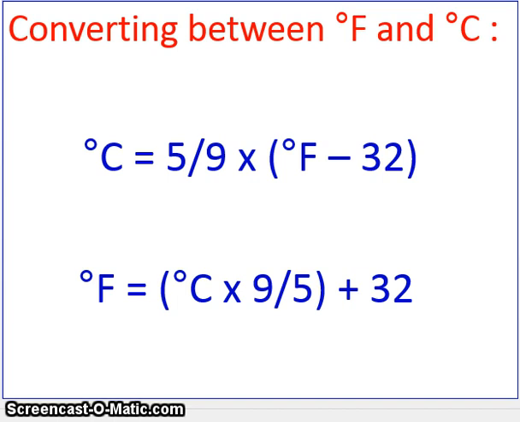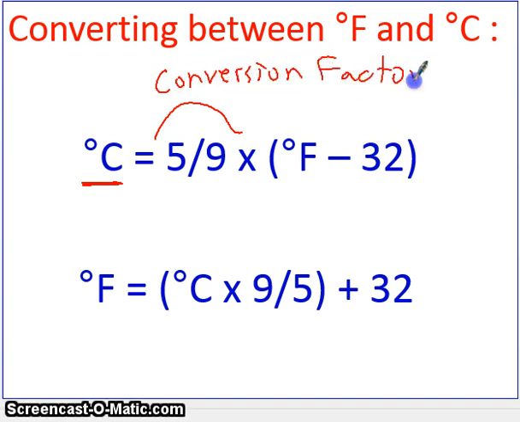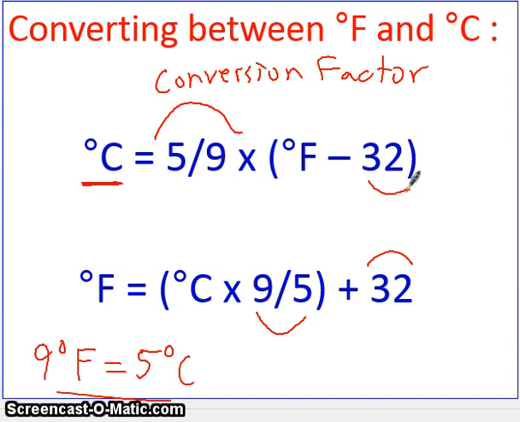Converting between Fahrenheit and Celsius: if you want to solve for Celsius from Fahrenheit, you would take Fahrenheit, subtract 32, and then multiply by 5/9. Now 5/9, this number right here, is actually the conversion factor between Celsius and Fahrenheit. You also see it here, except it's backwards because you're going from Celsius to Fahrenheit. 9 degrees Fahrenheit equal 5 degrees Celsius. This here is a conversion factor. The plus 32 and the minus 32, this is how far the distance is between 0 Celsius and 0 Fahrenheit, essentially.